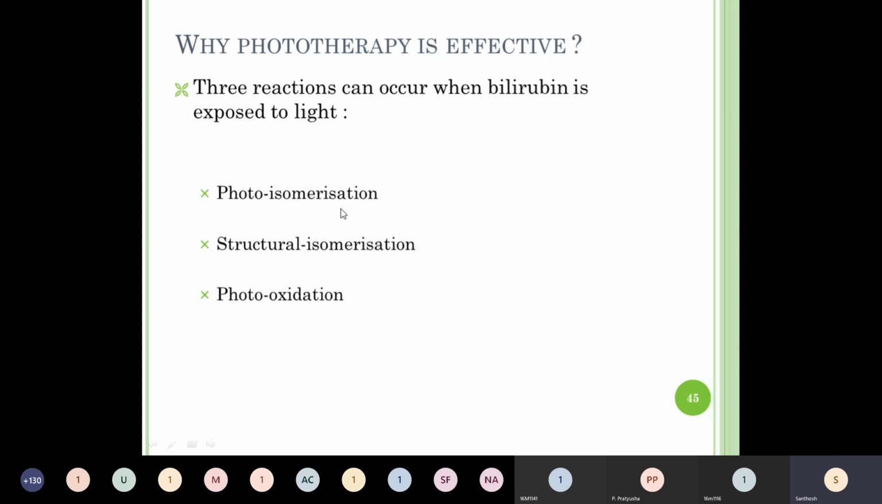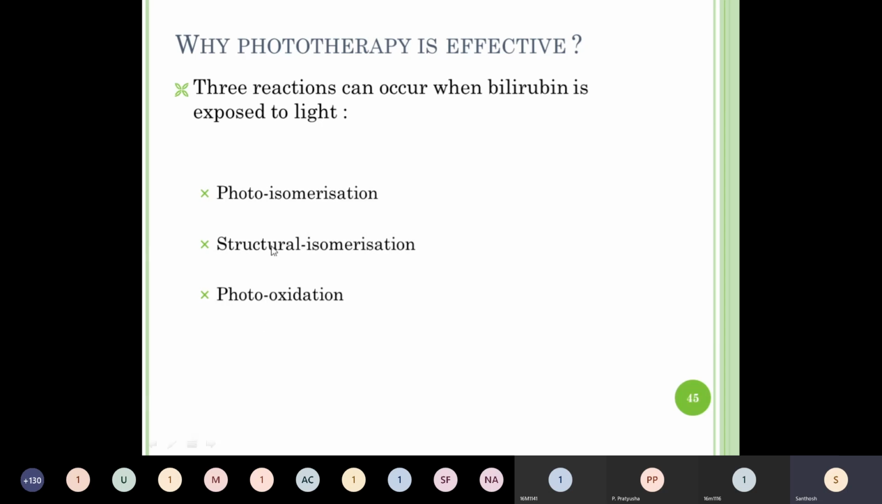The other one is photoisomerization. Here, the 4Z15Z isomer of bilirubin is converted into the 4Z15E isomer. This 4Z15E isomer is water soluble and excreted. But this reaction is reversible, therefore this is not the main mechanism of action. The third one is photooxidation. In photooxidation, the bilirubin is converted into some small polar products which are excreted in the urine because of the oxidation.